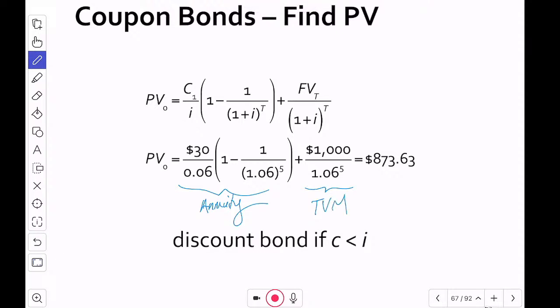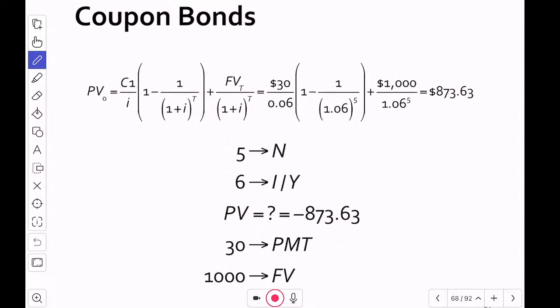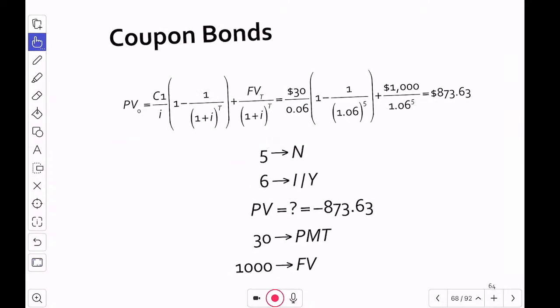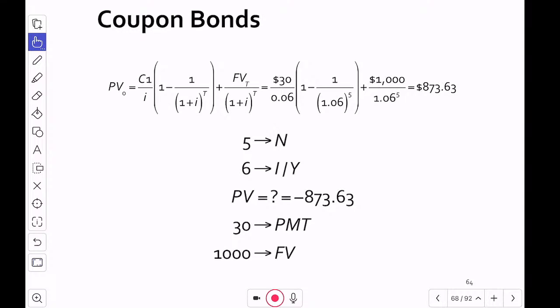So this has a special name. It's called a discount bond when the coupon rate is smaller than the interest rate, the yield to maturity. In the calculator, let's try that. I'll give you a moment to put that in and confirm you have the same answer. Try that.